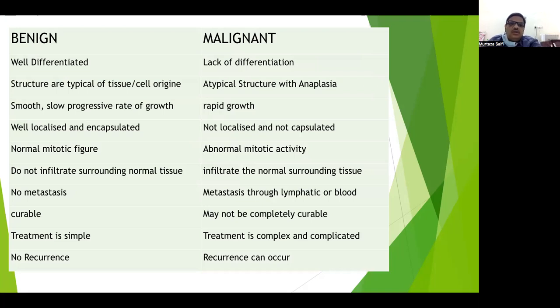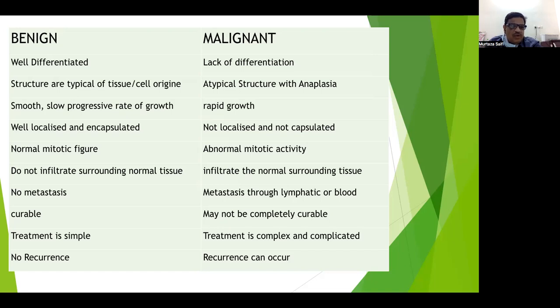Benign is well differentiated. Malignant is lack of differentiation. Benign structures are typical of tissue or cell origin. Malignant has atypical structure with anaplasia. Benign has a smooth, slow, progressive rate of growth. Malignant has rapid growth. Benign is well localized and encapsulated. Malignant is not localized and is not encapsulated.